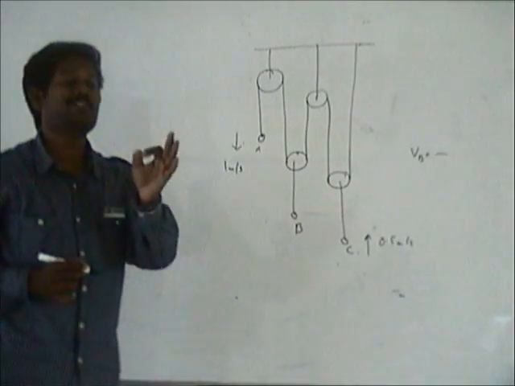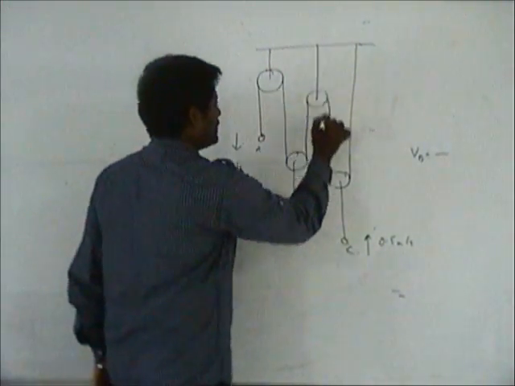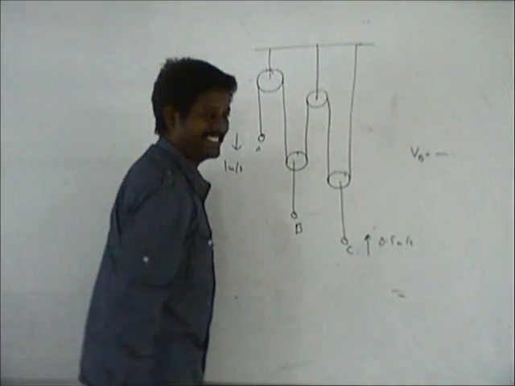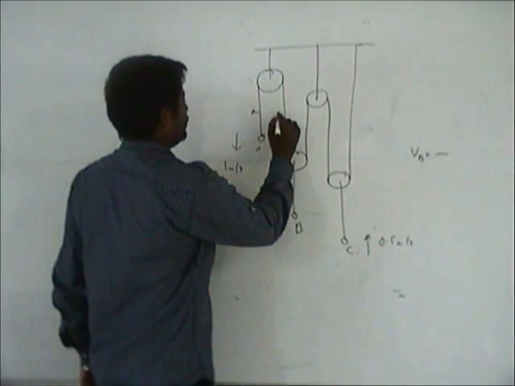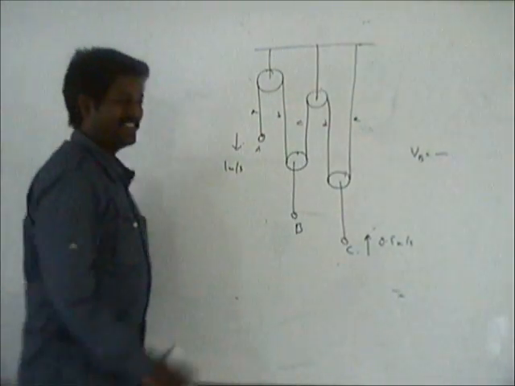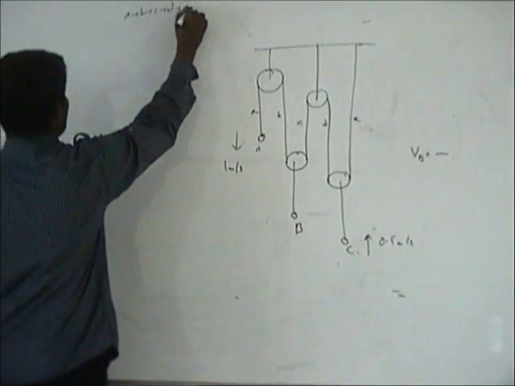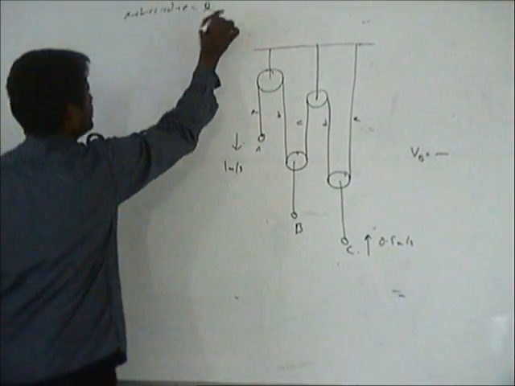Length of the string cannot change. So this plus this plus this plus this plus this remains a constant. So I can write A, B, C, D, E. So A plus B plus C plus D plus E is a constant. That is length of the string.